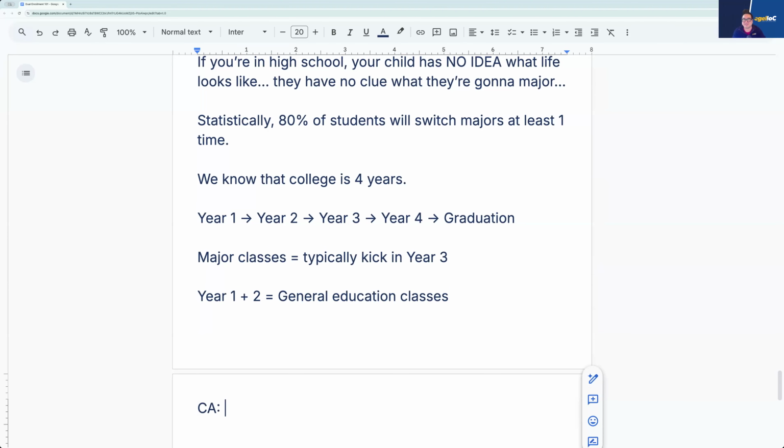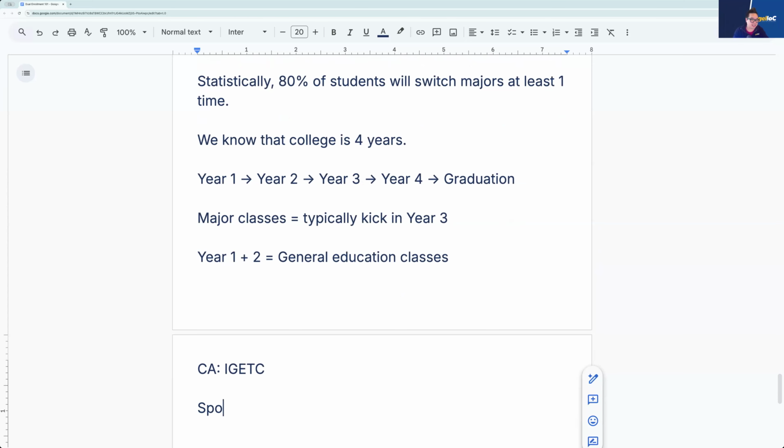This is speaking from California because I know we have a lot of California families. Every state has their own name for this. But in California, you want to look up what's called the IGETC list. It's the Intersegmental General Education Transfer Curriculum. Fun spoilers for you guys. Whoever likes spoilers as well too.